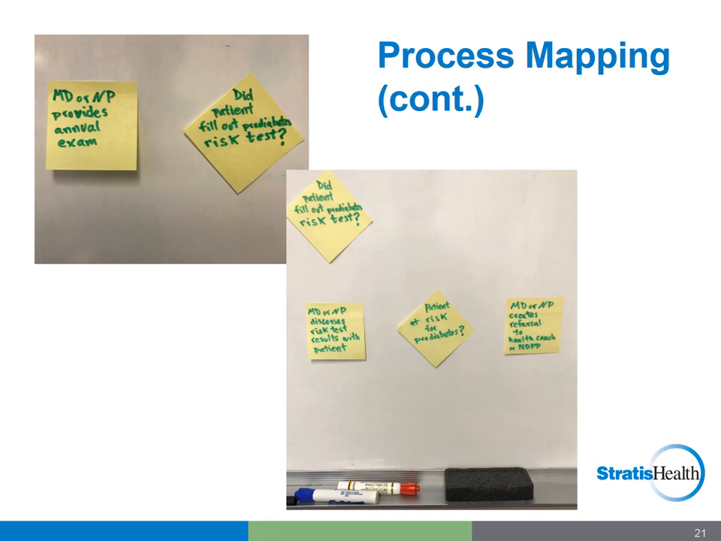Our process continues with the clinician discussing the prediabetes risk test with the patient, followed by another diamond decision step asking if the patient is indeed at risk for prediabetes. That is, was the test positive or negative? If the patient is indeed at risk, then a referral is created to a health coach or the National Diabetes Prevention Program. If not, the exam is over and the patient leaves.